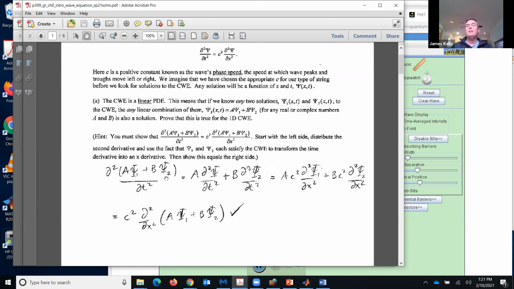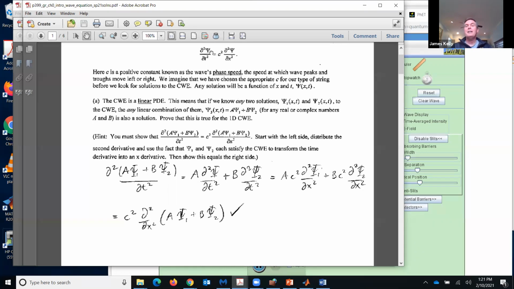And we know that derivatives can distribute over plus signs. In other words, a derivative of a sum is a sum of derivatives. And a derivative of a constant times a function is the constant times the derivative of that function. In other words, derivatives move right through the constants A and B. So I can first distribute this second derivative over the sum, and then I can move the constants A and B out of those second derivatives. That's the first step there.